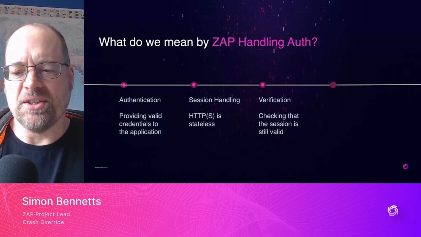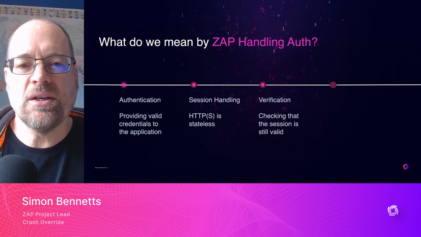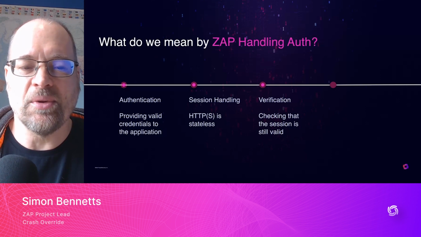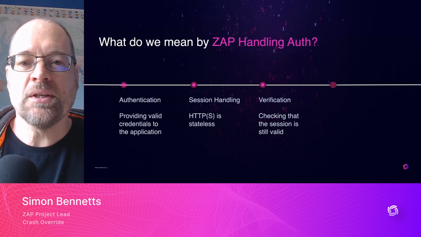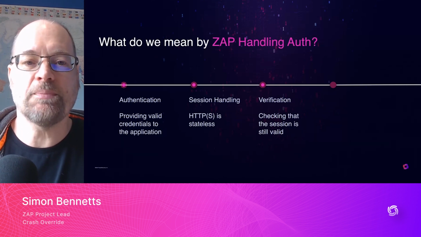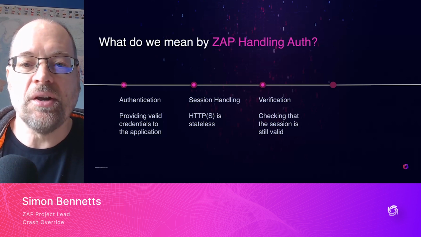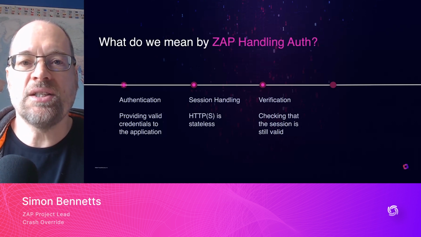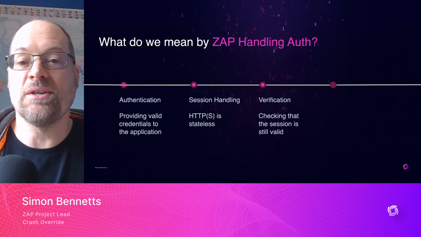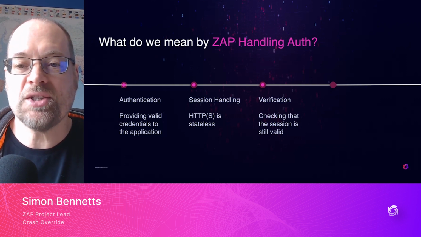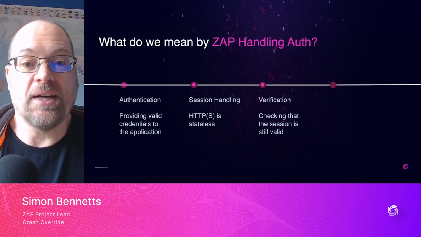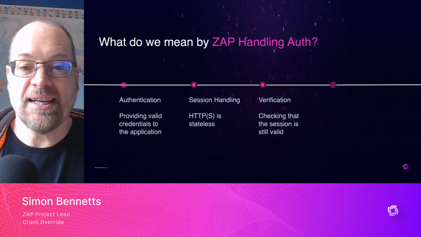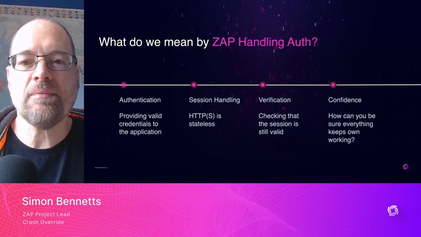Then there's verification. This is something that a lot of tools that claim to handle authentication don't actually do. Some tools will allow you to specify session tokens, but they don't check whether they're working or not. That's one thing that ZAP does. It allows you to check that session tokens are valid, either on every request or by polling. This is very important because, as I'll explain, session tokens can become invalid.